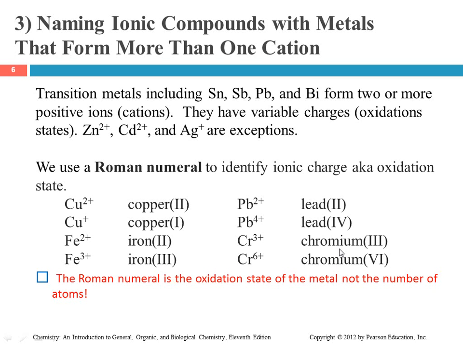They're all in a square right down here towards the bottom of the periodic table. So this classification includes those elements or metals. There are exceptions: zinc, cadmium, and silver always have a +2, +2, and a +1 charge. On the contrary, transition metals and the other four listed here have variable charges. That means we can't say 100% that copper always has a 2+ oxidation state. That's what makes these different.